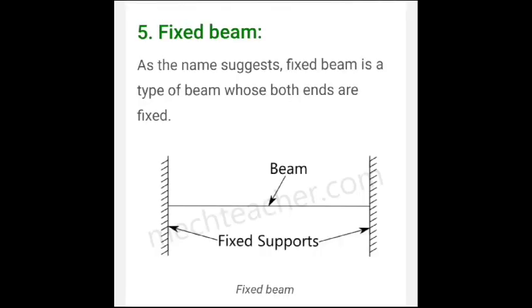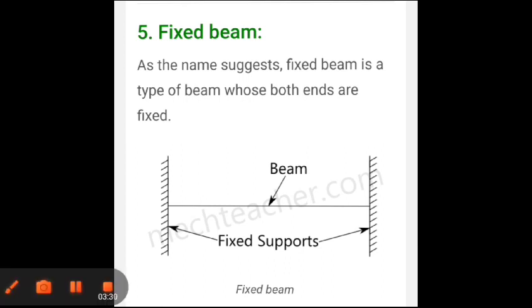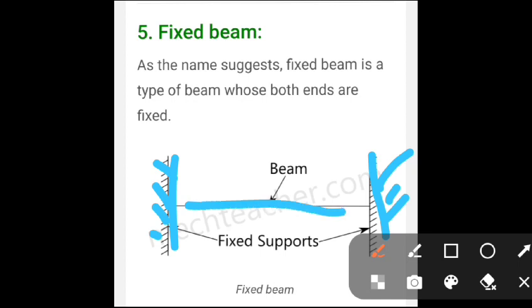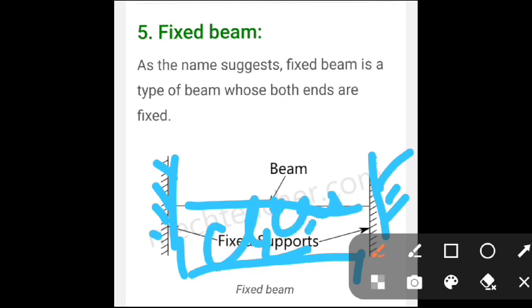Next, fixed beam. As the name suggests, a fixed beam is a type of beam whose both ends are fixed. This is the first one and this is the second. Both ends are fixed. This beam is known as the fixed beam. As you know, this is the length, or the clear span. Okay, this is the fixed beam.